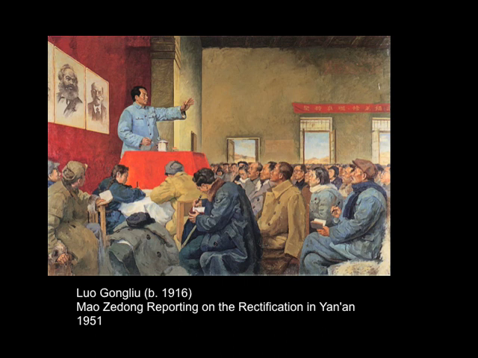And let's see, I'm going to skip this one and move on to another trend that we see. Fu Baoshi and Xu Beihong both continue to work as artists who are in some ways being expressive of the self and have some ties to the scholar literati tradition. A new kind of really functional art emerges with the founding of the People's Republic of China, exemplified here with this Luo Gongliu painting, Mao Zedong reporting on the rectification in Yan'an.